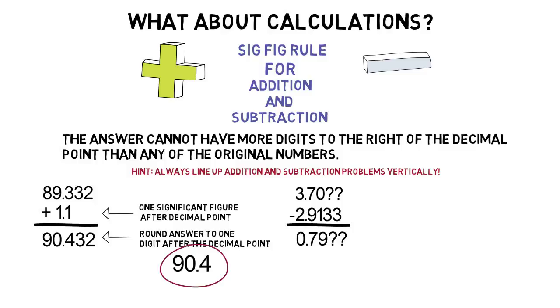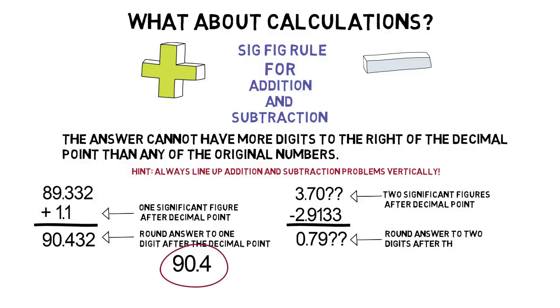However, we don't know those last two digits because in our subtraction problem, that first number only had two significant figures after the decimal point. And so our answer has to be rounded to two digits after the decimal point. So the answer to this problem is 0.79.